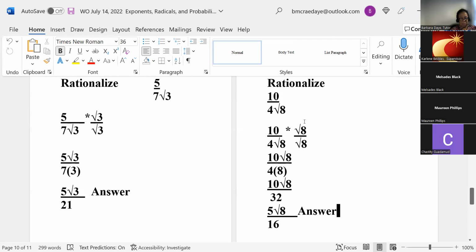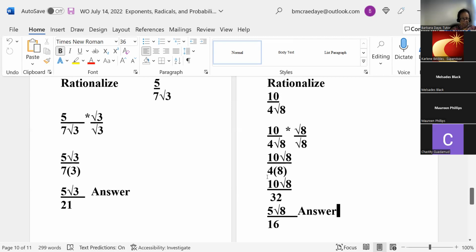So coefficient times radical: 4 times square root of 8 times square root of 8. Radical times itself just gives the radicand. That's why you have the 8. The 4 was part of the original problem. So you multiply the 4 by the 8, that's 32.